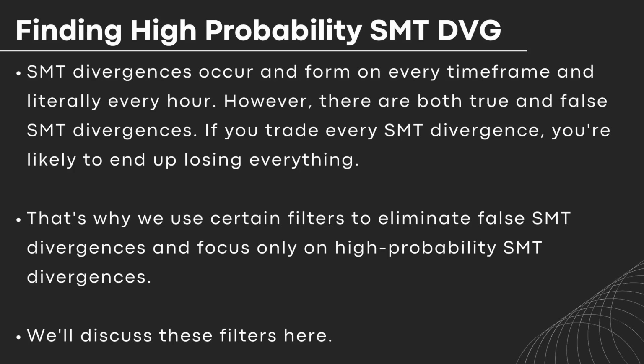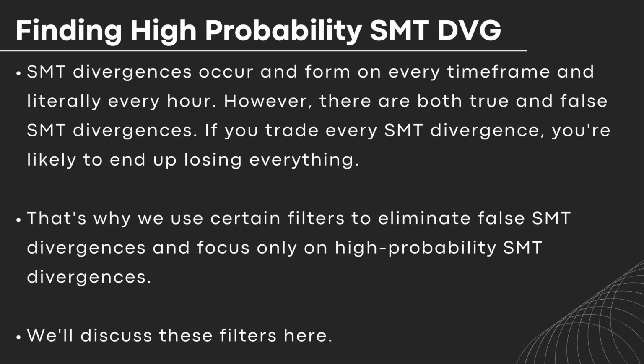If you trade every single SMT that you see on the charts, then you're going to end up losing everything, because that's not the correct manner to trade it. Your job is to use certain filters and metrics which will help you weed out the false SMT divergences, and you're only going to end up with the high probability, high quality and true SMT divergences, which will eventually assist you in your analysis, right?